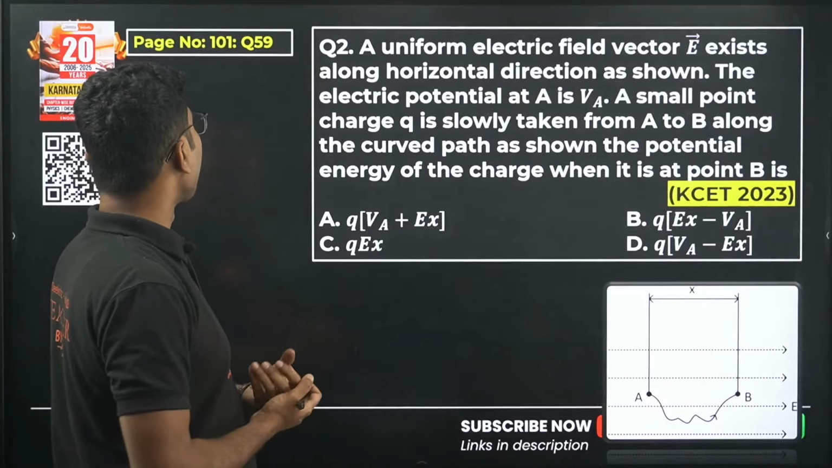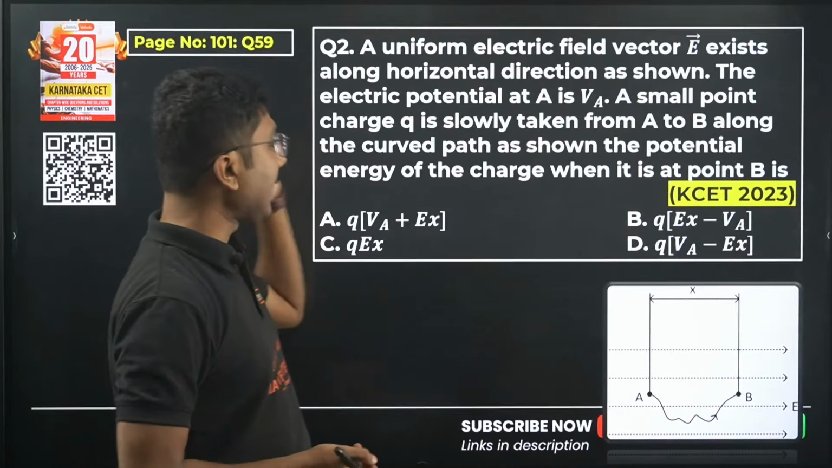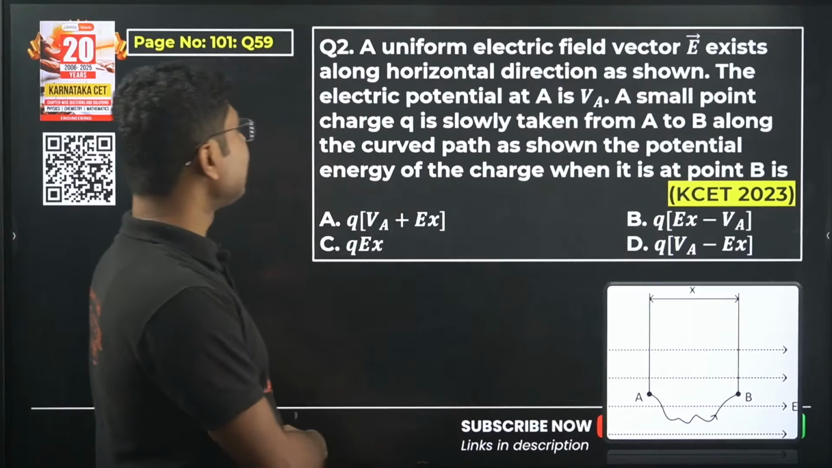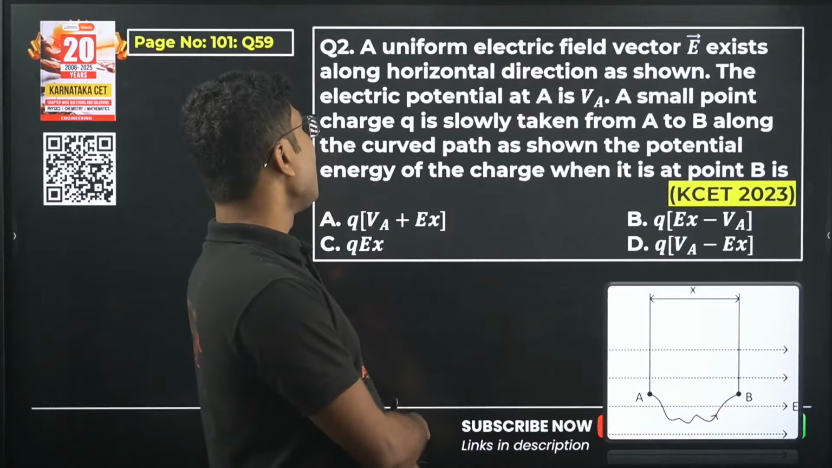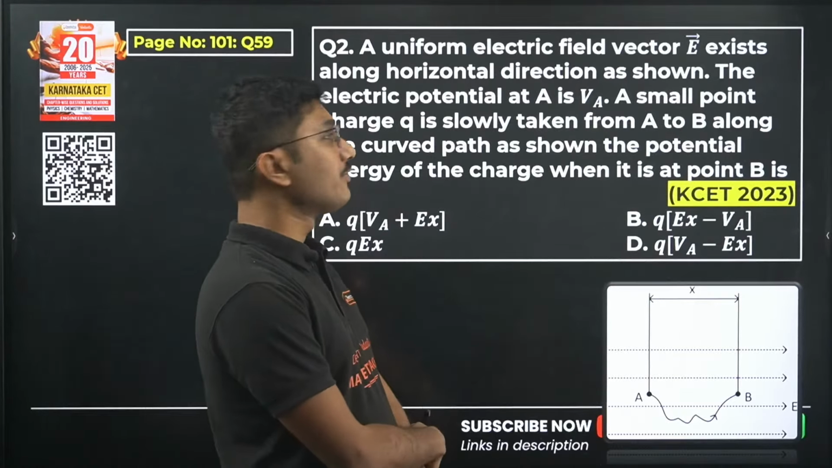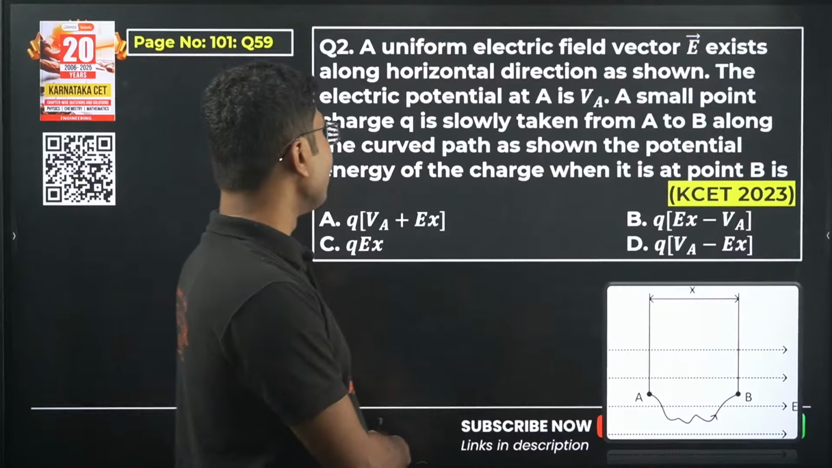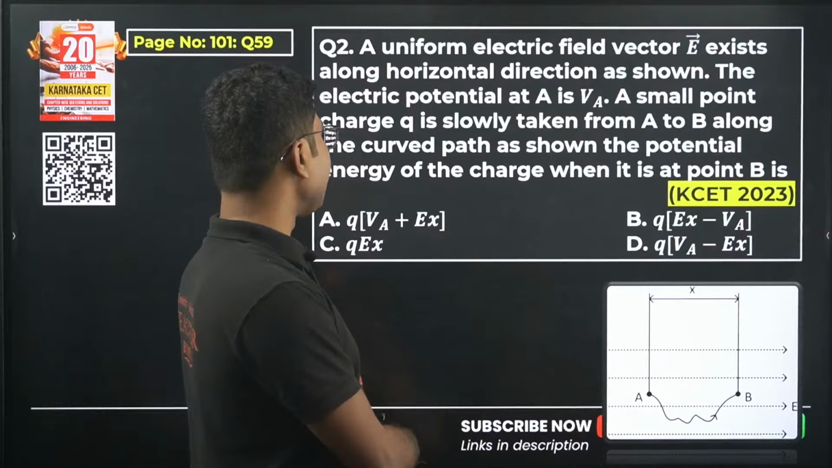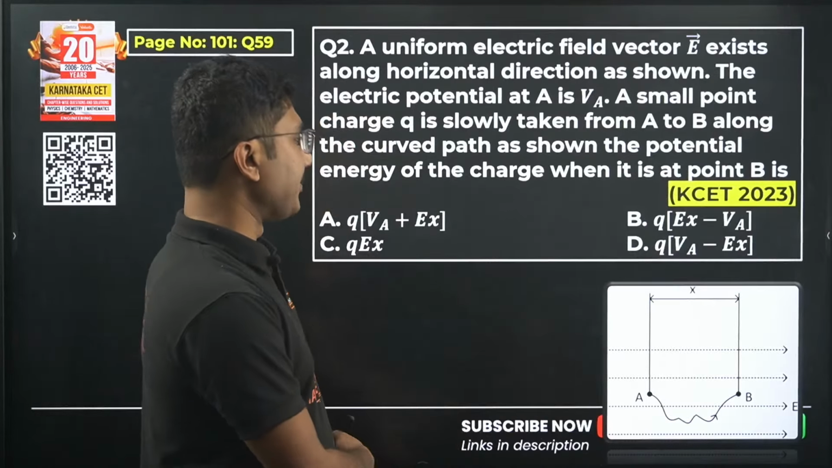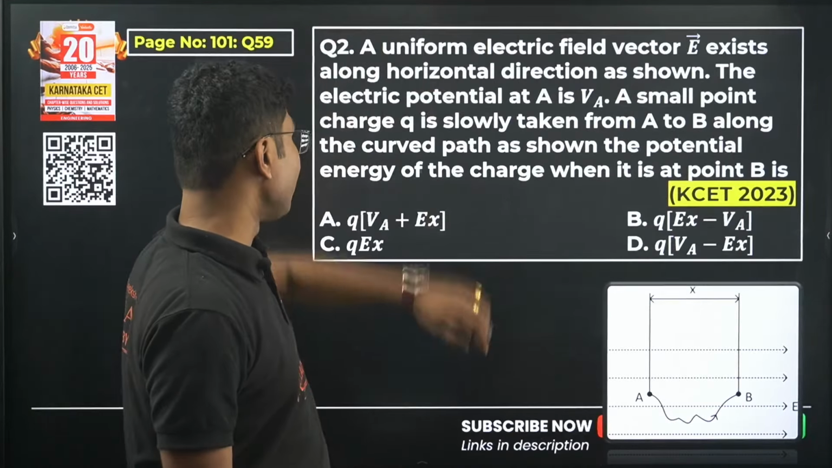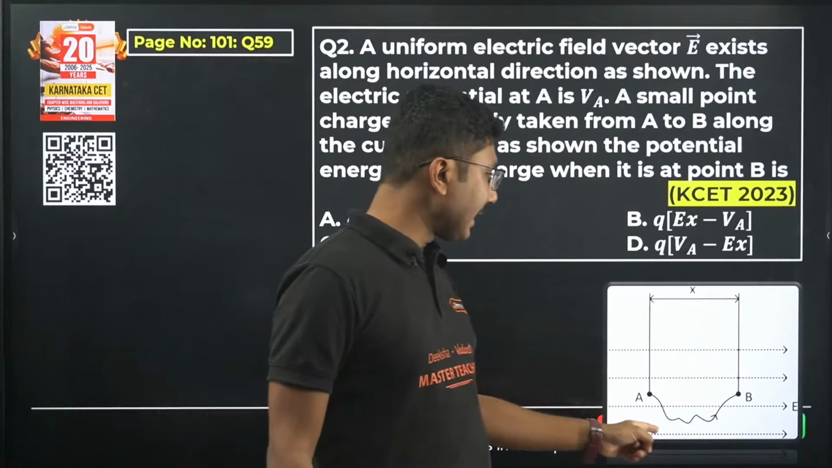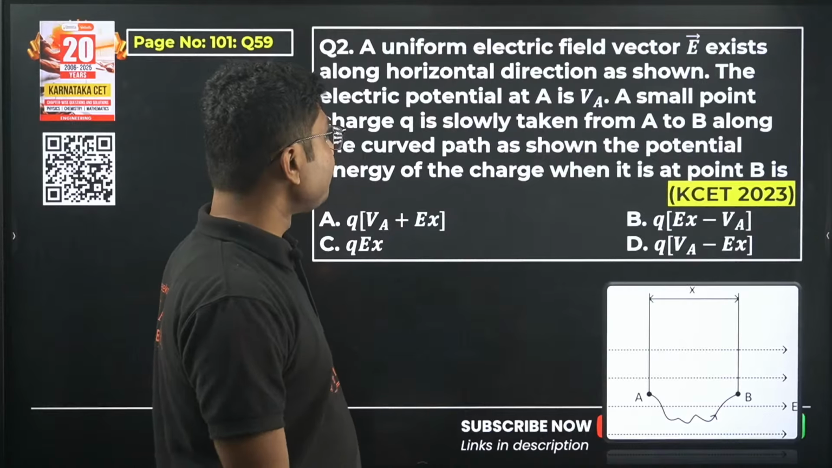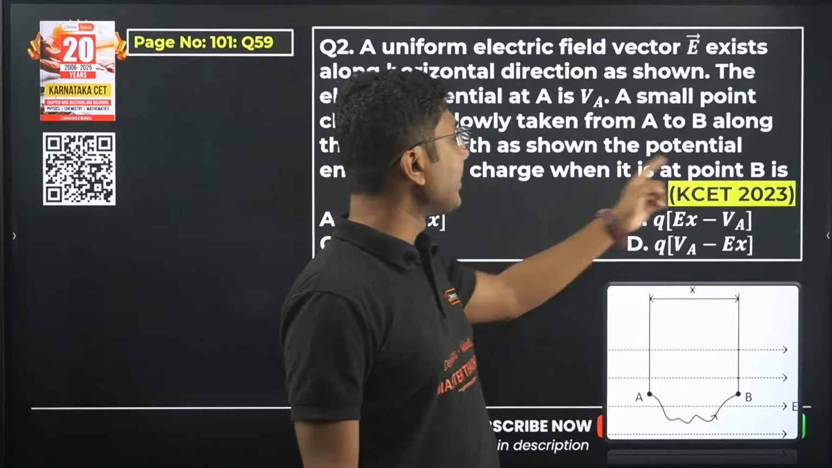Next question is again from page number 101 and question number 59. Very interesting question. A uniform electric field vector E exists along the horizontal direction as shown. The electric potential at A is VA. A small point charge Q is slowly taken from A to B along the curved path as shown. The potential energy of the charge when it is at point B is. So basically what you have to calculate is that the charge is taken from A to B via this curved path, and you have to calculate the potential energy of the charge when it is kept at B.